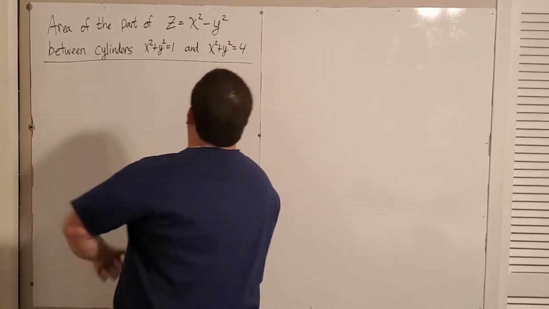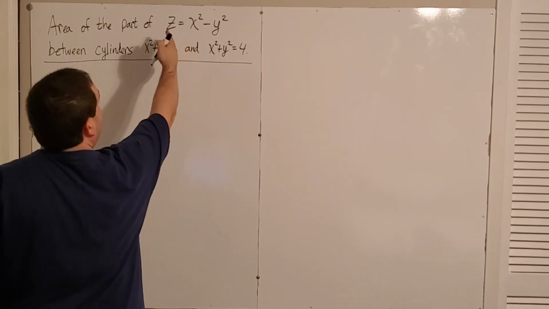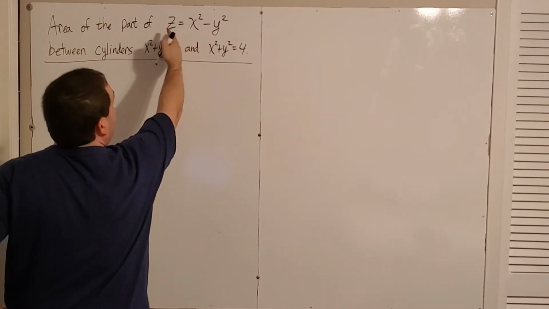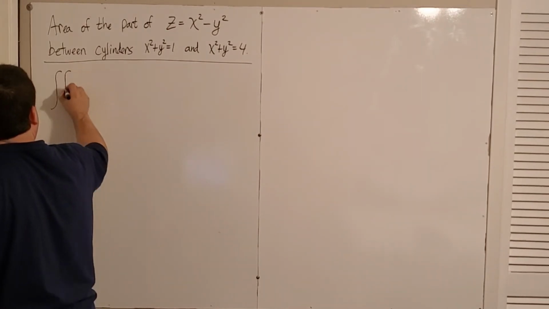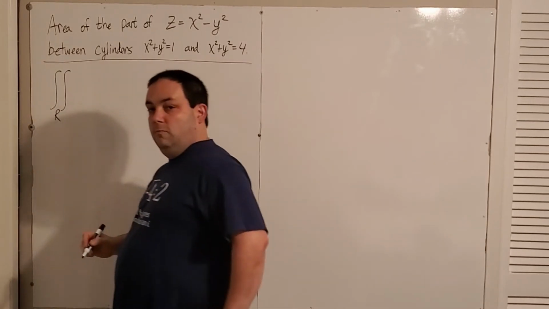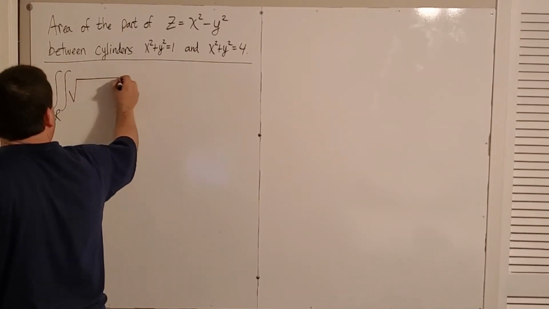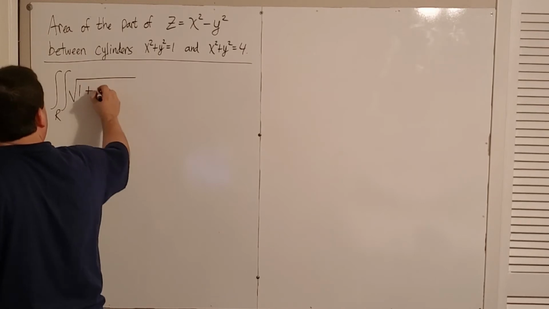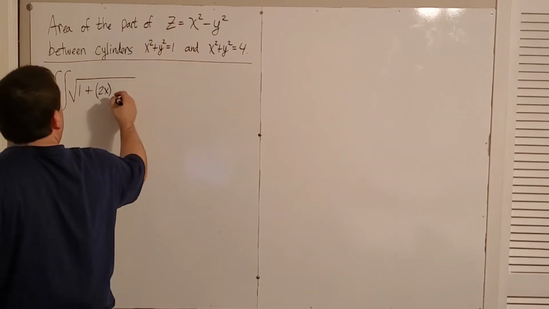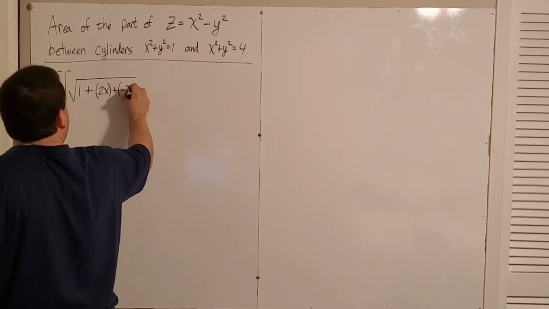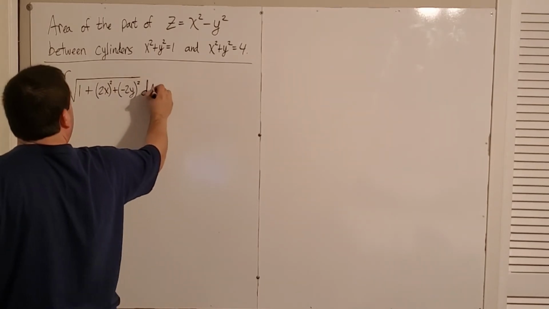So I'm going to set up my double integral first for the surface area, right? So I've got to have my partials with respect to z. You can pick those up pretty quickly from this one. So I'm going to have my double integral over some region, right? And I'm going to have my square root, 1 plus. Partial with respect to x is just 2x. Partial with respect to y is negative 2y. And then both of those should be squared. And then dA, right?